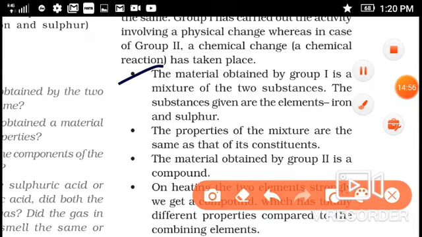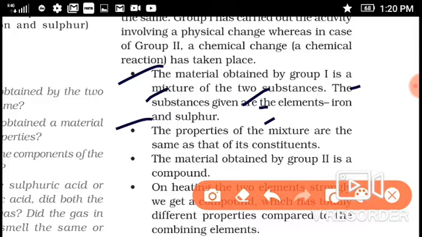Material obtained by group 1 is a mixture of two substances. The substances given are the elements iron and sulfur. This is the answer of your first part. When two or more than two elements mix, what we obtain? Either mixture or compound. The property of the mixtures are the same as that of its constituents.